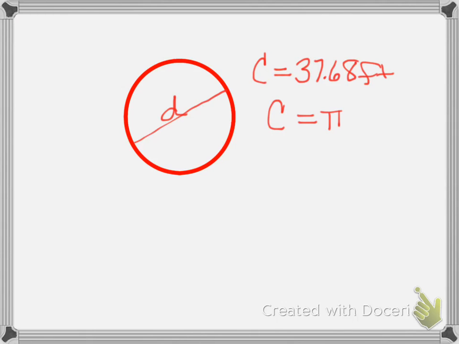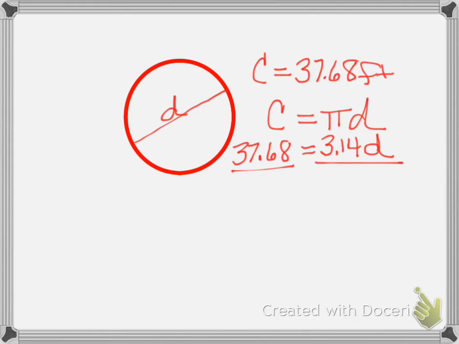Circumference is pi times diameter, and I'm going to plug in what I know. So instead of C, I'm going to put 37.68. For pi, we know 3.14, but we don't know D. Emily said we're going to divide by pi, so you're going to divide both sides by 3.14. And when I do that, I get 12. So we would label that 12 feet.